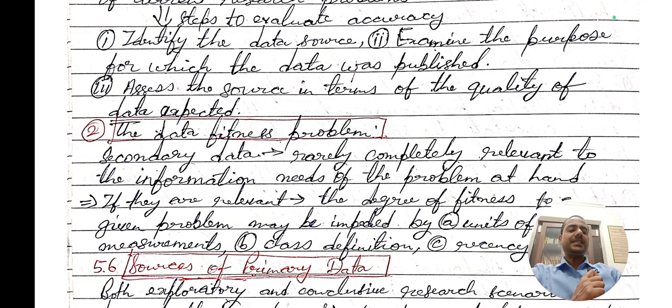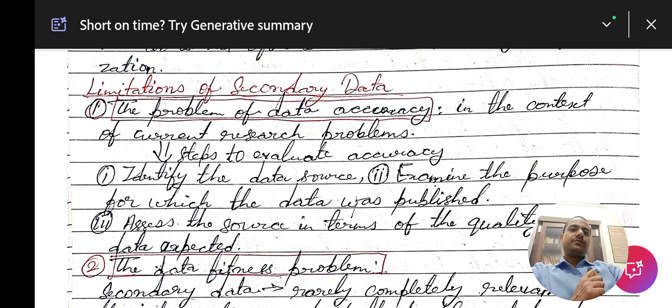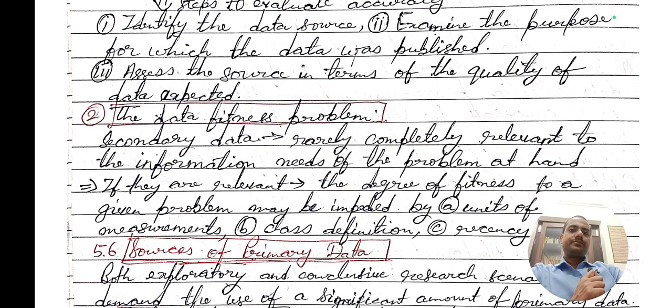Second, we have the data fitness problem. Secondary data is rarely completely relevant to the information needs of the problem at hand. If they are relevant, the degree of fitness to given problems may be impeded by units of measurement, class definition, and recency. So that's why data fitness is also a problem for secondary data.